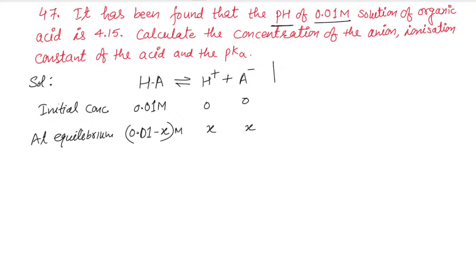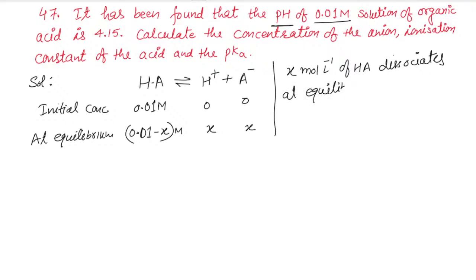Here we suppose that X mole per liter of HA dissociates at equilibrium, because there is no need to calculate alpha first, since it is not asked to calculate alpha. So we just write it as X and X. Now pH is given to us.